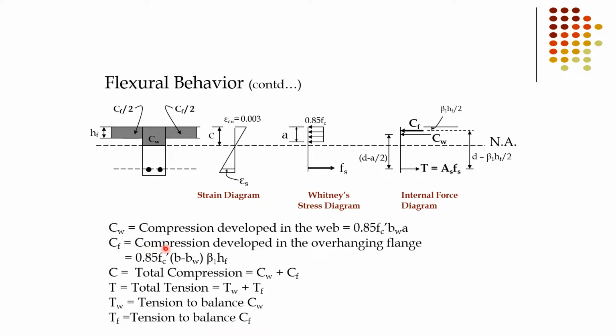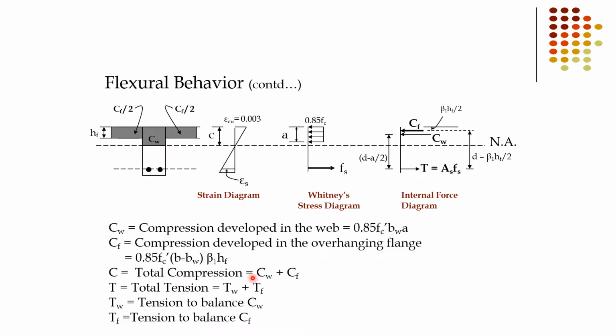Cf is the compression developed in the overhang portion. The center portion we have already included. So with b as the effective width of the flange, the compression developed in the overhang portion will be calculated as 0.85 fc' times b into a. The width is b minus bw, because bw is already counted in the Cw, and the height is beta 1 hf. This is the area of this Cf.